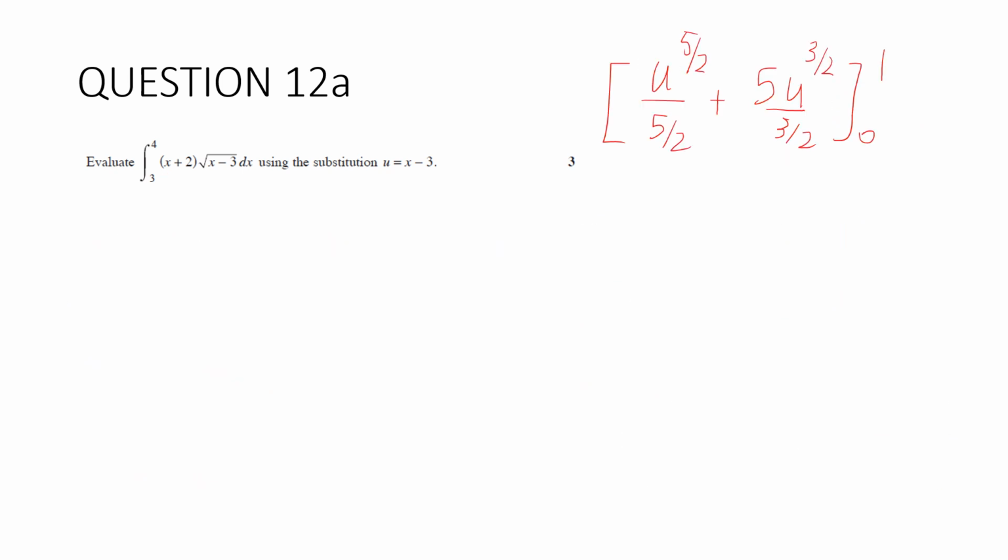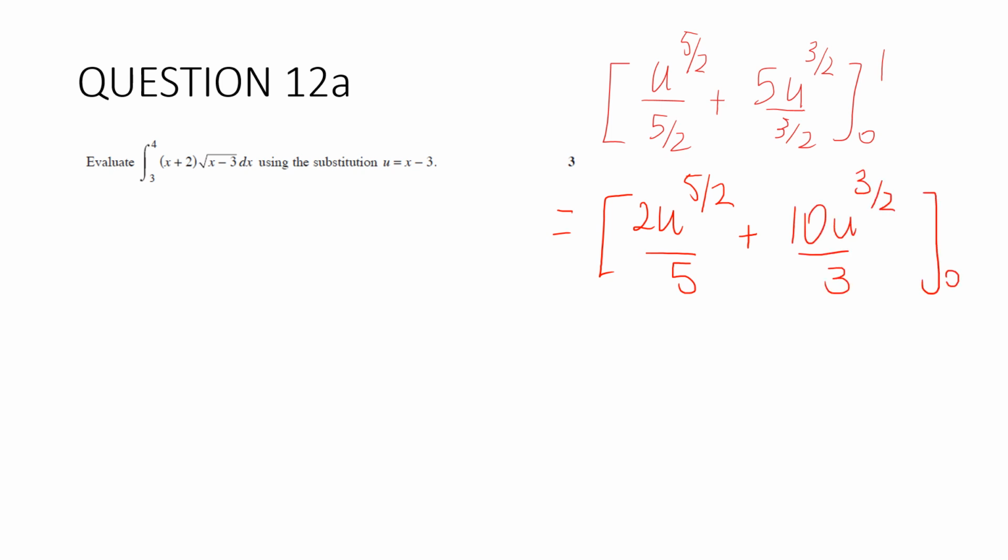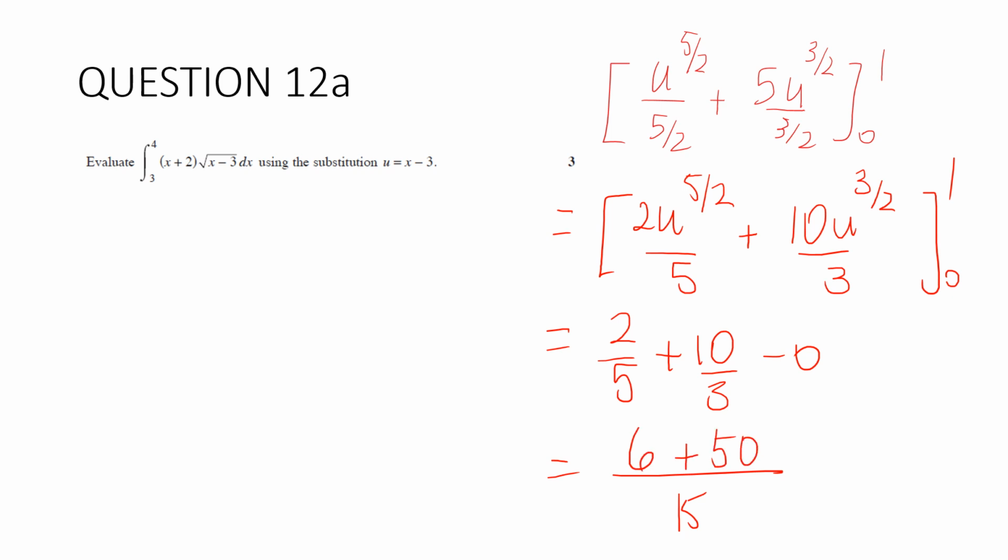Okay, so let's do some fractions. We have got 2u to the power of 5 halves over 5 plus 10u to the 3 halves over 3 between 0 and 1. Substitute in, we have 2/5 plus 10/3, take away 0, and adding those together we've got 6 plus 50 is 56 over 15.